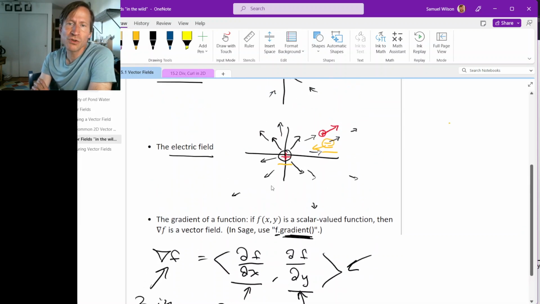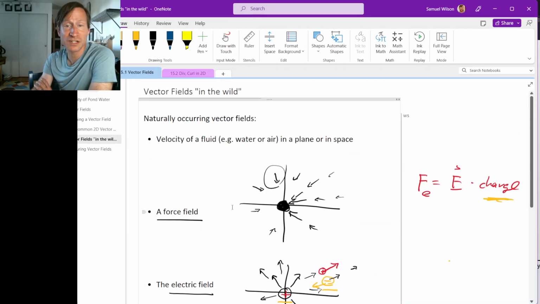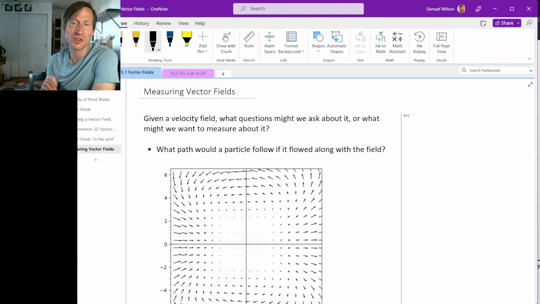So we have several sources, both mathematical sources and real-world examples of how vector fields show up. Given all of these ways that vector fields show up, maybe one thing we should think about is, what are the questions we might want to ask about vector fields, or the things we might be able to measure about vector fields?